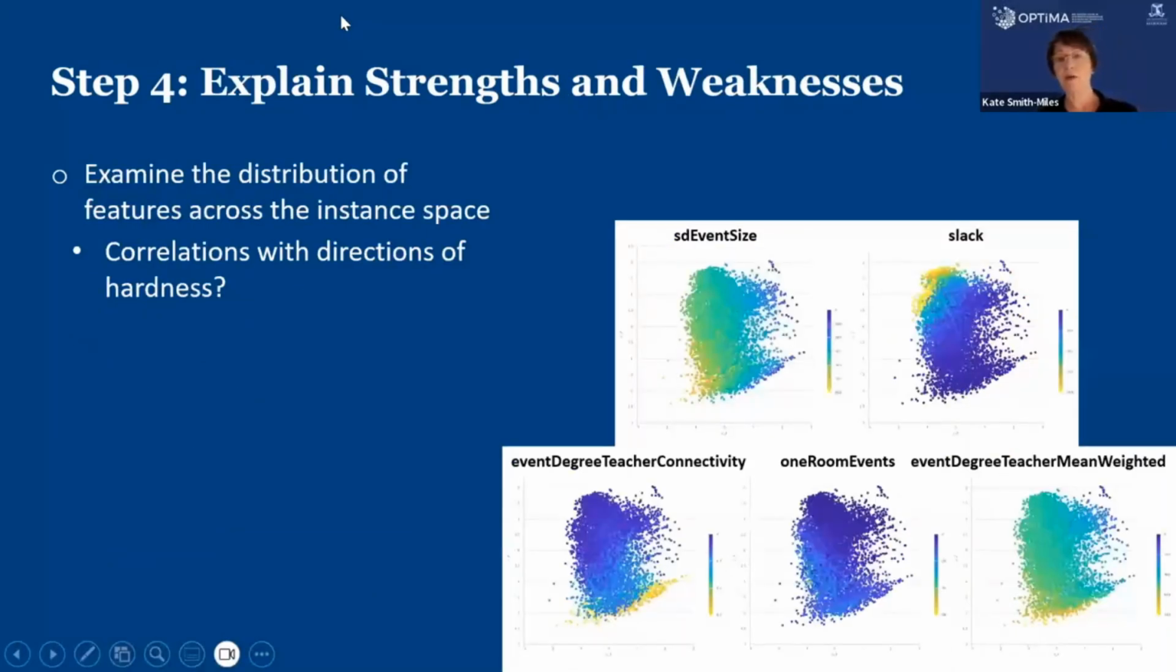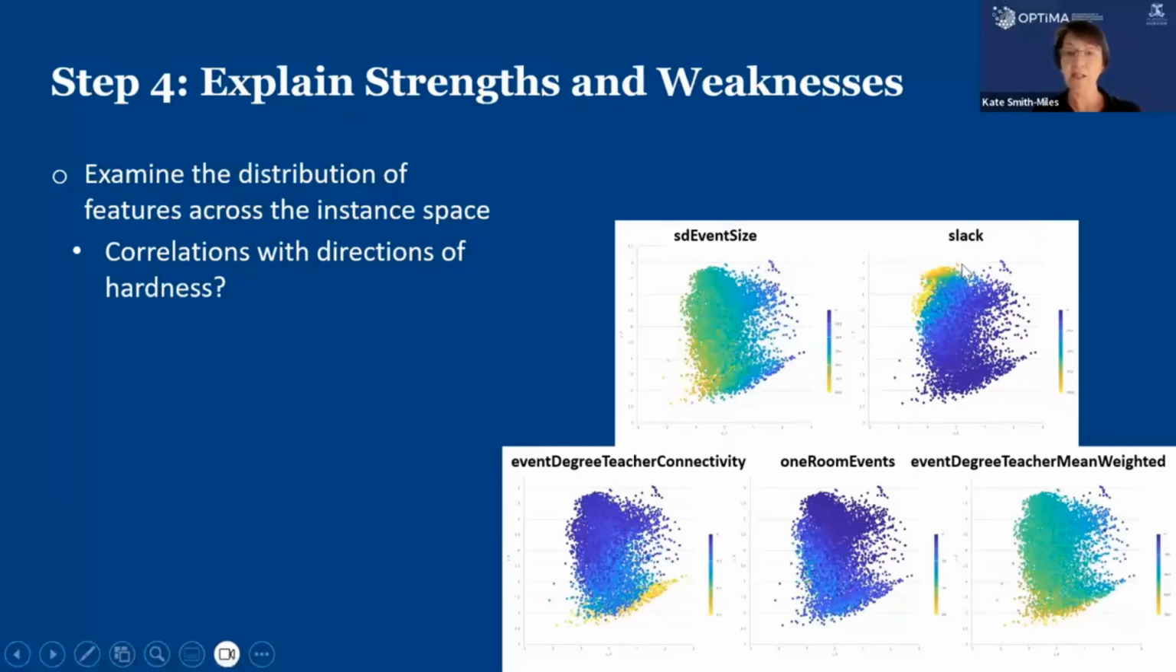So then we go to step 4, where we're trying to explain these strengths and weaknesses. We know taboo search has a weakness in the top part of the space, but why? So if we now look at each of our 5 features that were selected, and we look at the distribution of those features across the space, here we can see that, for instance, Slack is the ratio of the number of seats available to the number of seats you need to schedule all your classes. We can see that for instances that have a very high value of Slack in yellow, they are in the top part of the space where taboo search is struggling.